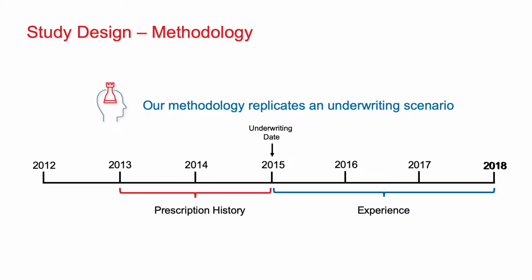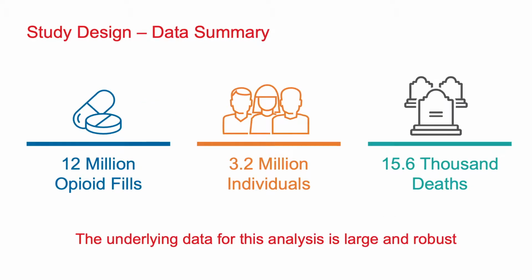prescription features had. The data that we used to conduct this analysis was a mortality-linked prescription history database. This data was anonymous. However, we had a unique identifier that allowed us to link prescription history for a person to their mortality results in the future. Throughout our 2-year observation period, there were 12 million opioid fills for 3.2 million individuals. Of these 3.2 million individuals, 15.6 thousand deaths occurred in the following 3 years.